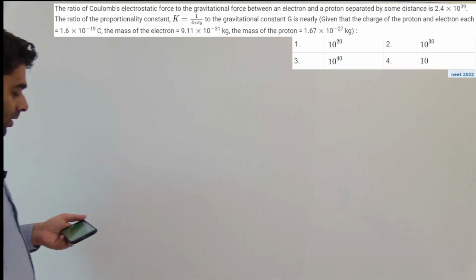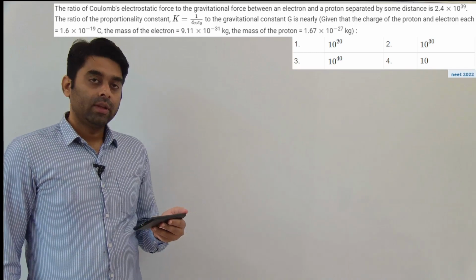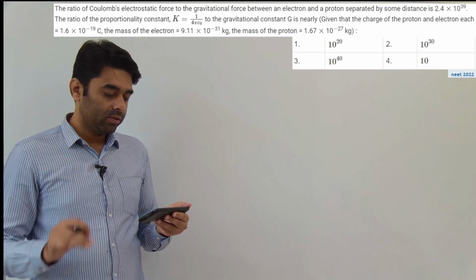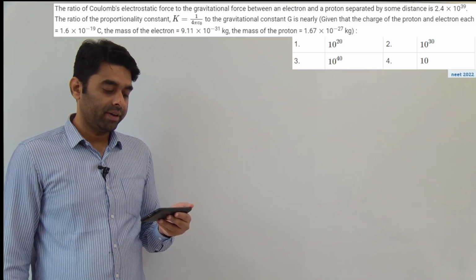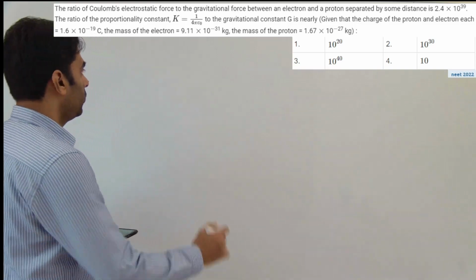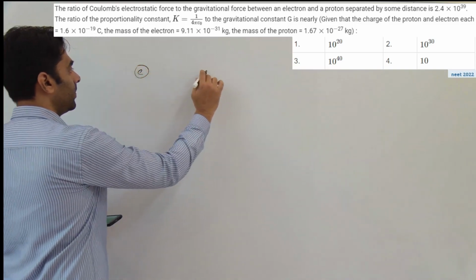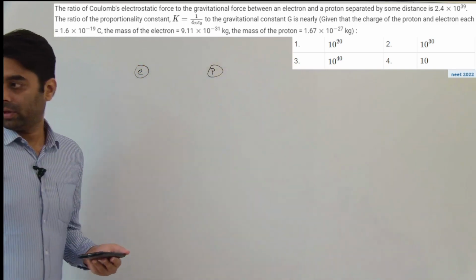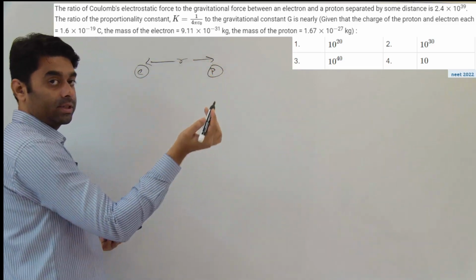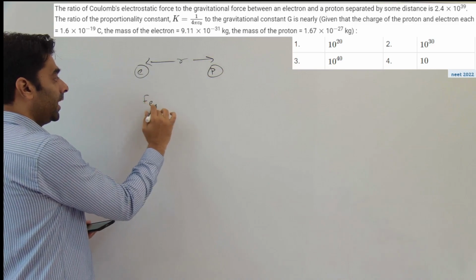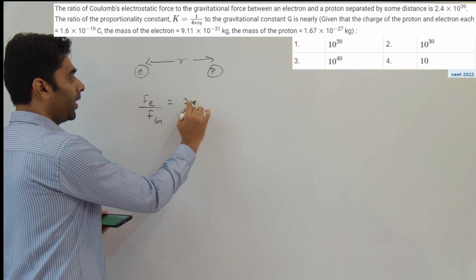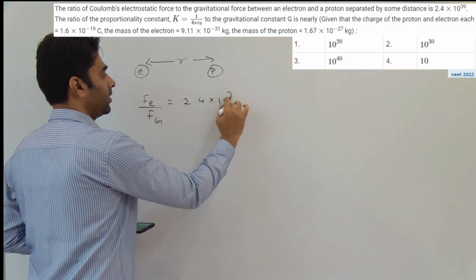So our next question is: the ratio of Coulomb's electrostatic force to the gravitational force between an electron and a proton separated by some distance is 2.4 into 10 power 39. Let's say an electron is there, a proton is there, as visible to you, and they are separated by some distance. The ratio of electric force to gravitational force is given as 2.4 into 10 power 39.